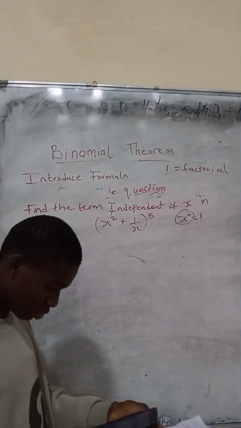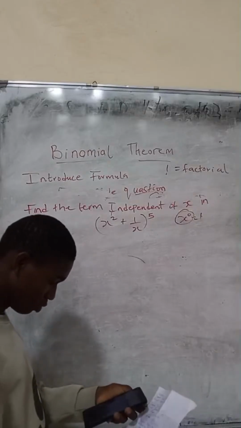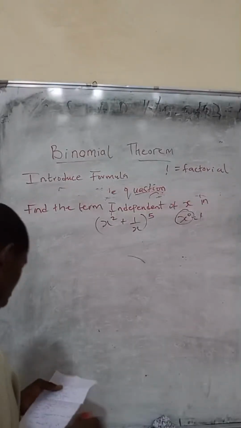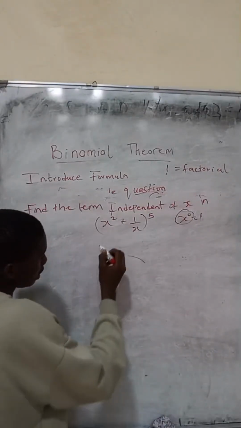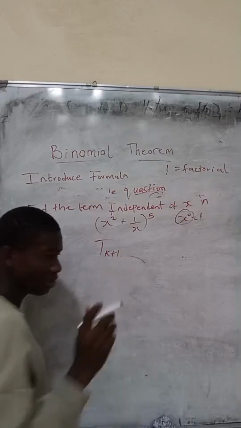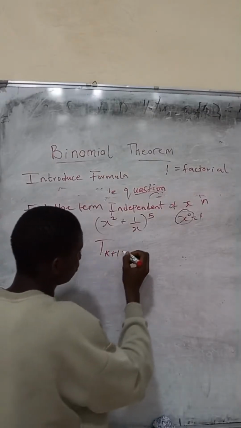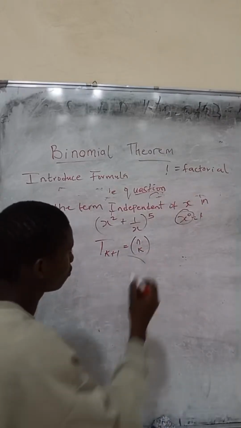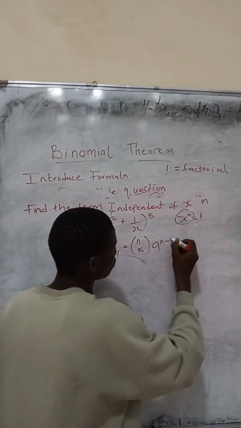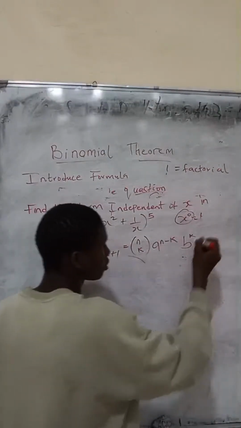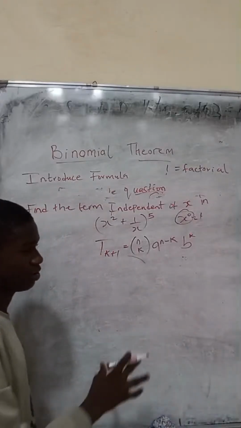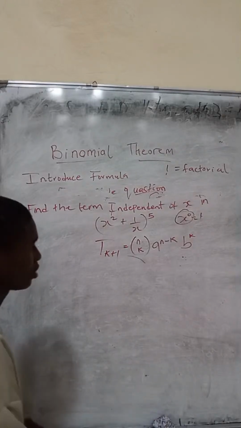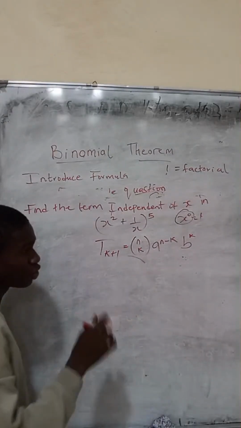So now let's continue. Please, if you have a question, drop it. Now let's apply our formula. The formula says T sub k plus 1 equals n choose k, times a to the power of n minus k, times b raised to the power of k. This is the general formula. Just hold on to it, it's going to help you a lot. You understand?